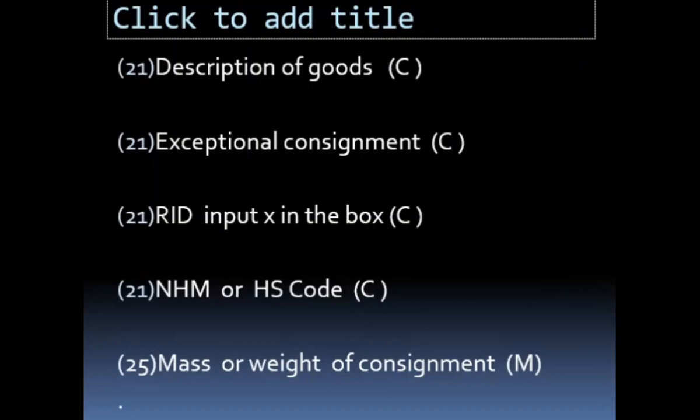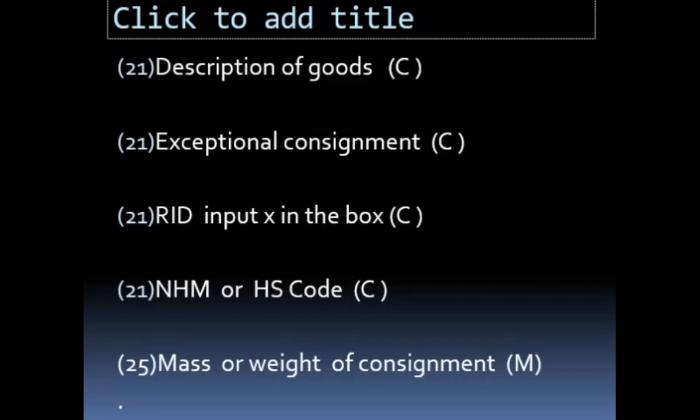21 is the description of goods. It's conditional. 21 is exceptional consignment. C is conditional. 21 is the input where you input a cross to show that the cargo being transported is dangerous goods. And that is where the regulation on safe transport of dangerous goods comes in. It's conditional because if it's not DG, you don't need to put a box there.